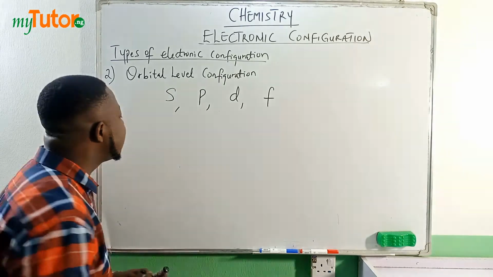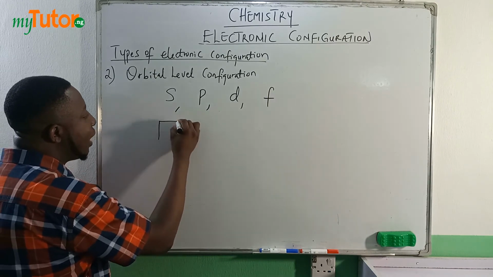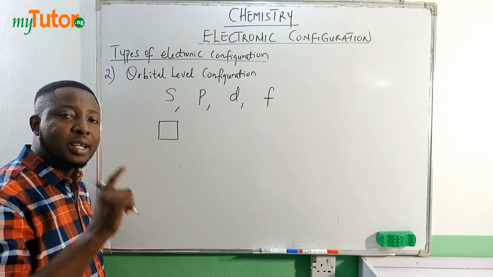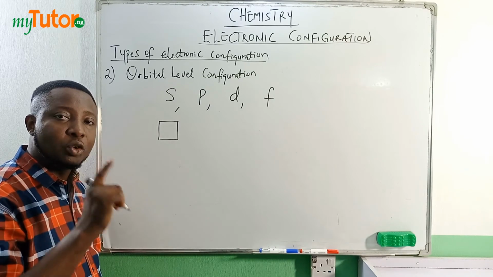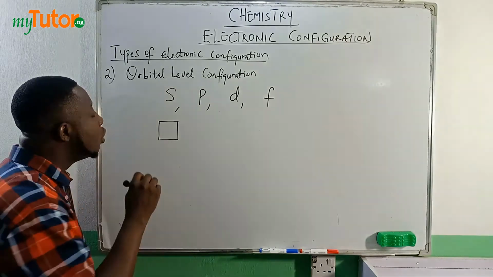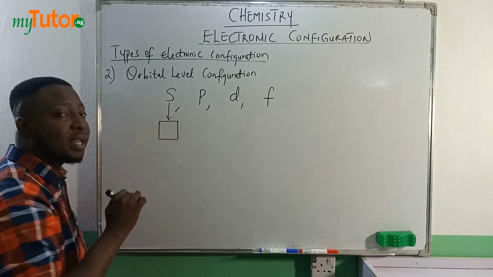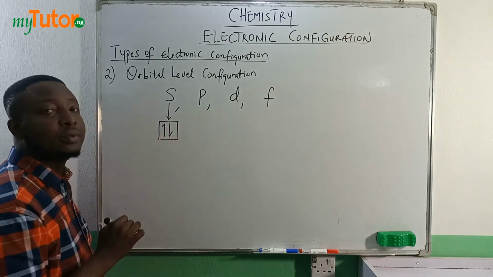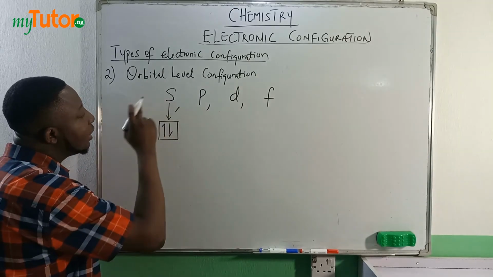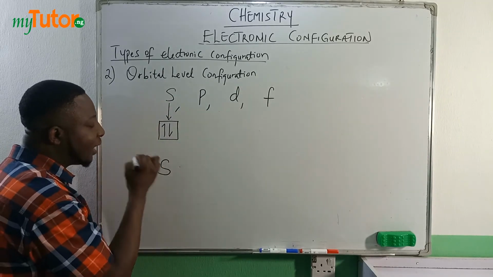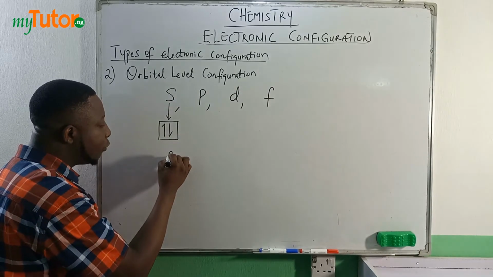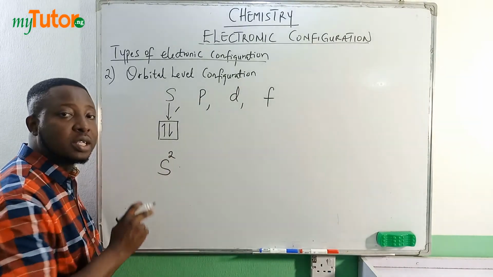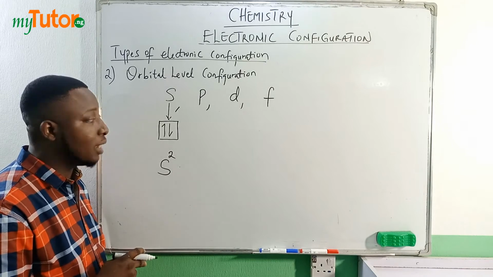The s orbital has only 1 room, and in a room we can only accommodate 2 electrons. So the s orbital has 1 room which can only accommodate 2 electrons. And that is why the s orbital can only take a maximum of 2 electrons, which we write in this form. The 2 is written as a superscript on top of the s orbital.